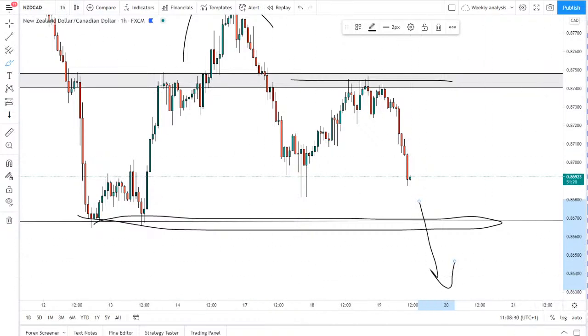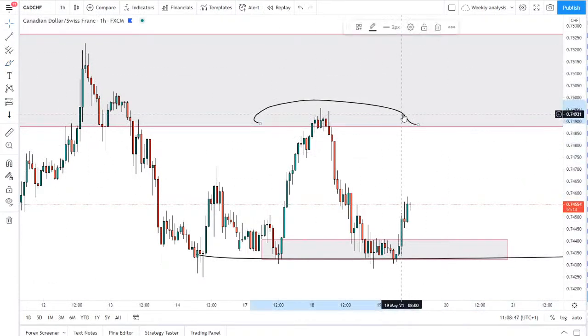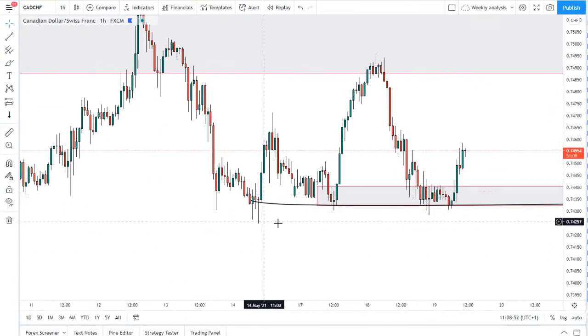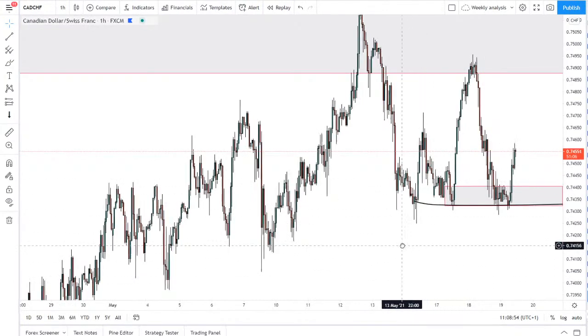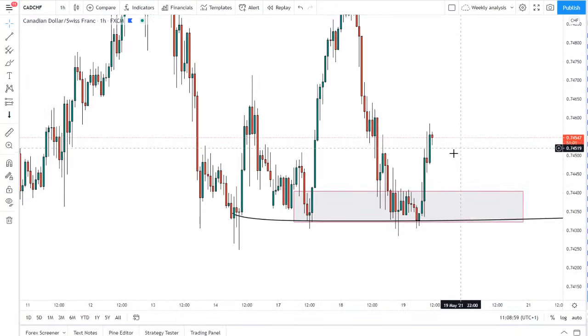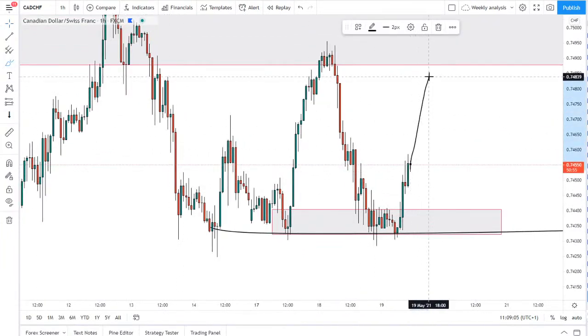CAD CHF, we were looking at CAD CHF. I'd say CAD CHF looks like a good long opportunity coming from that very strong area of demand. You can see this potentially is a higher low formation, and as you can see, a very big push to the upside on impulsive candles, strong demand. We come back to tap it again, and as you can see, a nice bullish reaction there as well. So I favor CAD CHF pushing to the upside.